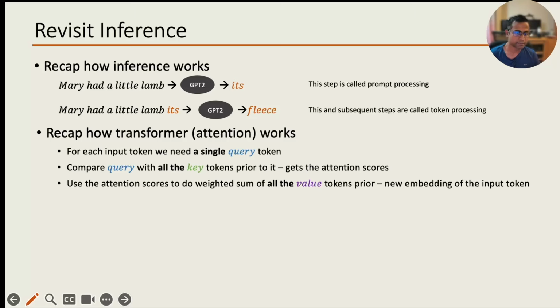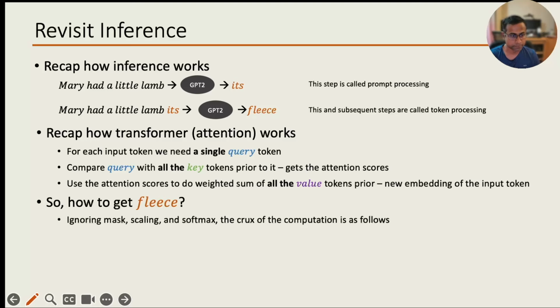Now within the transformer and within attention, how it worked is, you took a token and created a query for it, a different facet of it, and then you compared your query facet with all the key facets prior to you, and got the similarities. Once you have the similarities, you use them as weights to do a weighted sum over all the values prior to you to create a new representation for yourself. So that's how it worked.